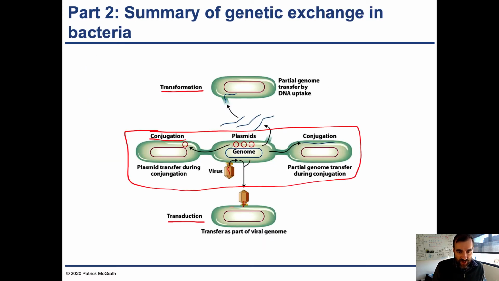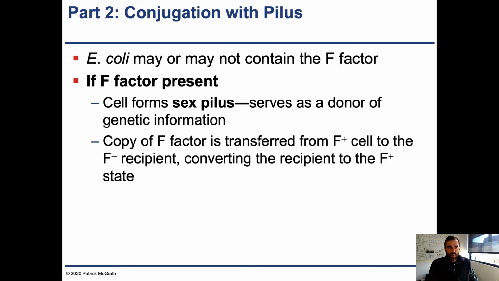This is what we're showing here. There's a plasmid that has the F factor, and this F factor has genes that are able to create the pili, and this bridge allows DNA to transfer from one cell to another. E. coli may or may not contain the F factor; some E. coli have this F factor plasmid, some do not. If the F factor is present, the cell forms these sex pili, and this is how it's able to donate DNA from one cell to the other.